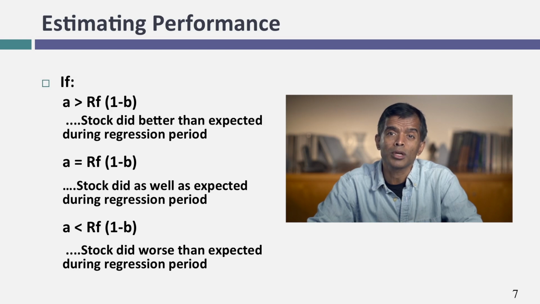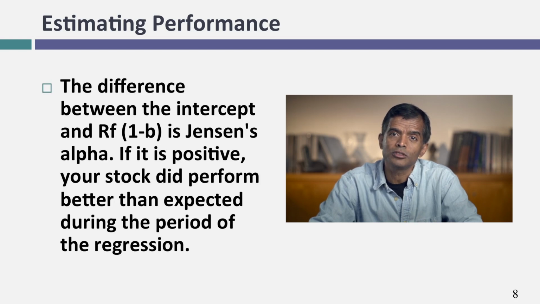If your stock was one of those super stocks, it did much better than expected, your intercept should be much higher than the risk-free rate times (1 minus beta). And if your stock did much worse than expected, your intercept from the regression should be much lower than the risk-free rate times (1 minus beta). In fact, if you take the difference between the intercept and the risk-free rate times (1 minus beta), that's called Jensen's alpha. Some people just call it alpha.